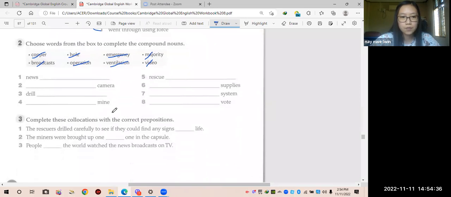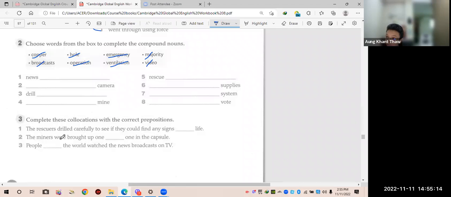Okay, so let's move to number three. Complete these collocations with the correct prepositions. The rescuers drilled carefully to see if they could find any signs of life. And two, the miners were brought up one by one in the capsule, right? One after one like that. So one by one. And three, people around the world watch the news broadcast on TV.